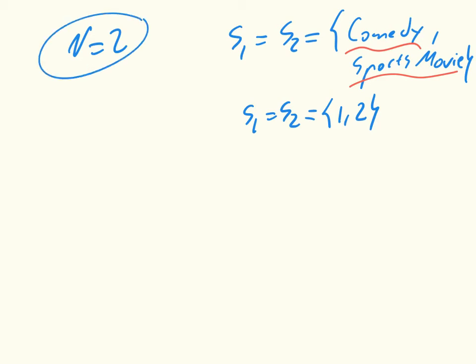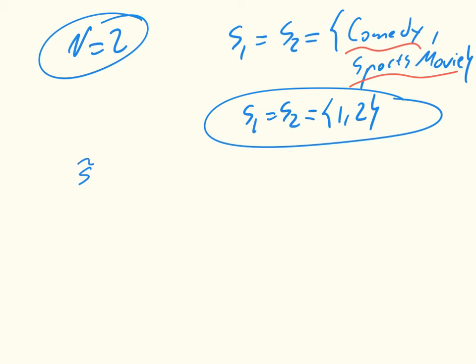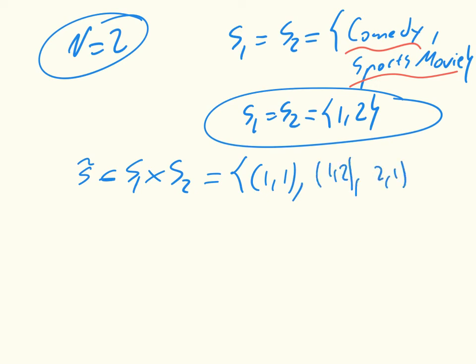So we have our number of players, we have our strategy spaces, and then we need the payoff function. And so we need to say for every element s bar belonging to the cross product of S1 and S2, so in other words, every element of either (1,1), so both players choosing the first movie, (1,2), (2,1), or finally (2,2), what is the utility?